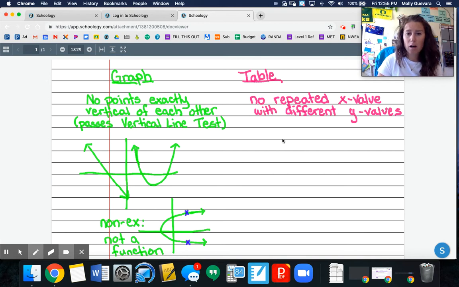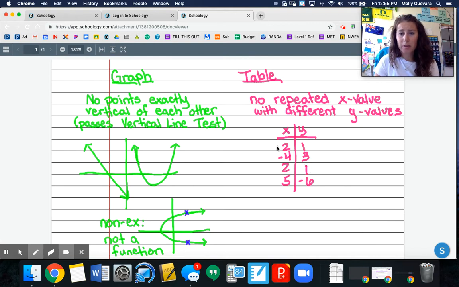So an example of a function in a table, so here's an xy table. An example would be like 2, 1, -4, 3, 2, 1, 5, -6. So in here, I do have two repeated x values, but notice they have the same y value. So because they have the same y value, this is okay. This is a function. I should probably write like examples.